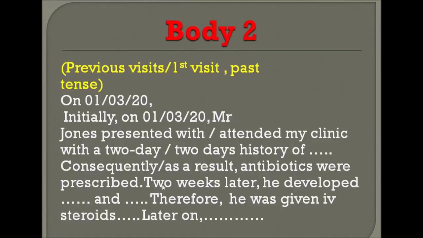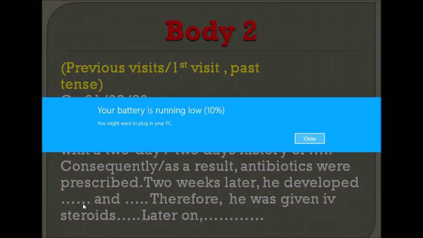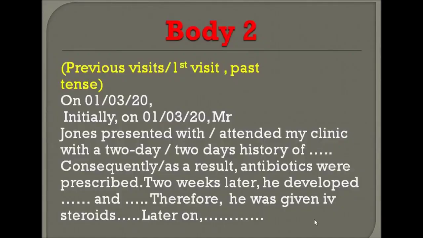Okay, then you can write 2 weeks later. You will always put a comma here. He developed something like a dash and dash, therefore he was given IV antibiotics or IV steroids. Later on, comma, he developed dash dash dash. So this is the template. In this way you will continue and continue.